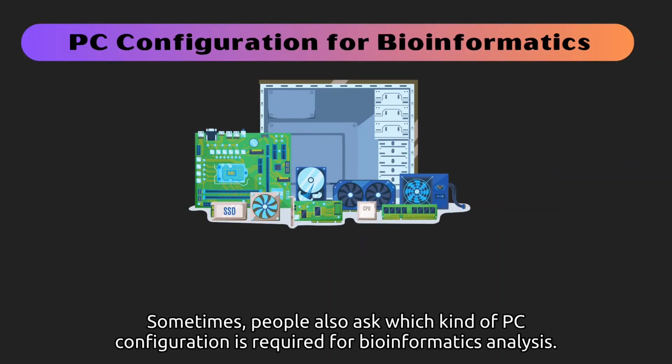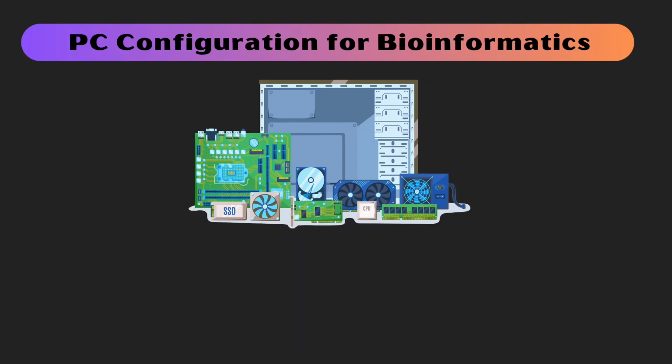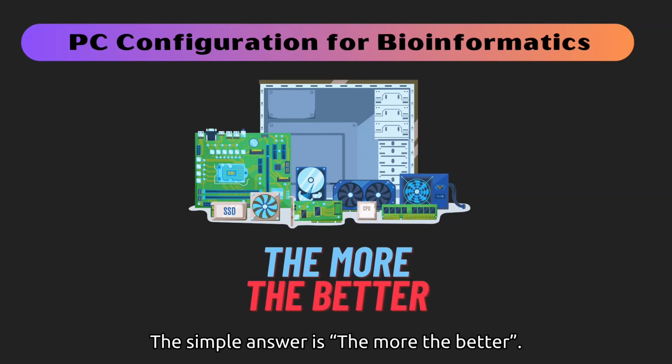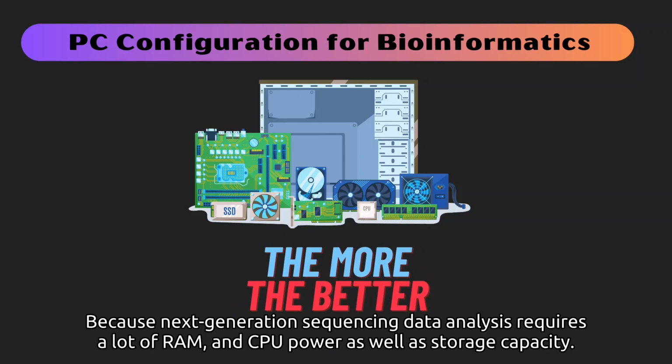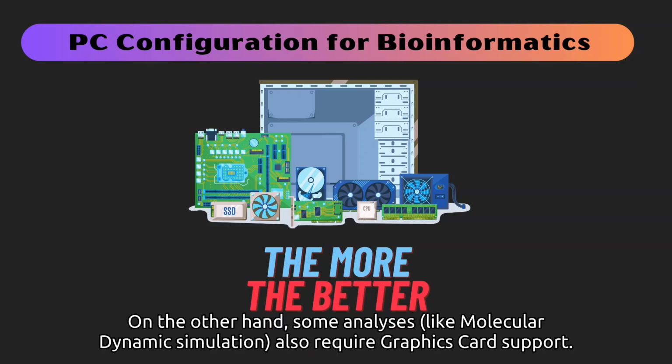Sometimes people also ask which kind of PC configuration is required for bioinformatics analysis. The simple answer is the more the better, because next generation sequencing data analysis requires a lot of RAM and CPU power as well as storage capacity. On the other hand, some analysis like molecular dynamic simulation also requires graphics card support.